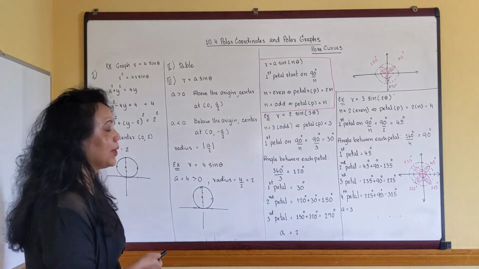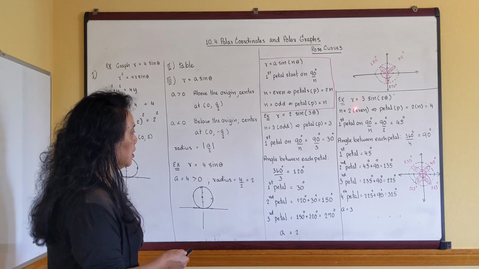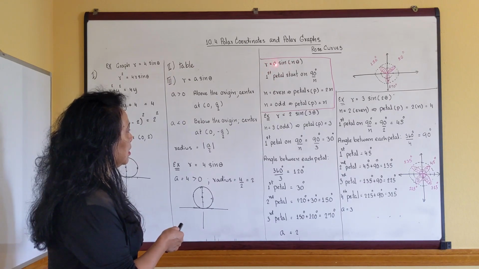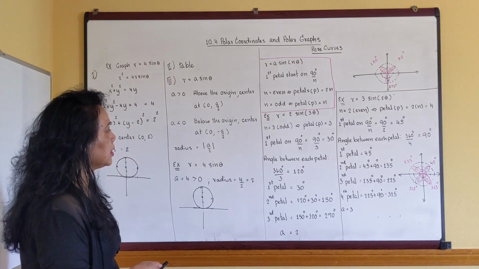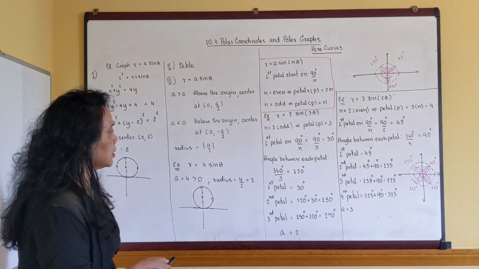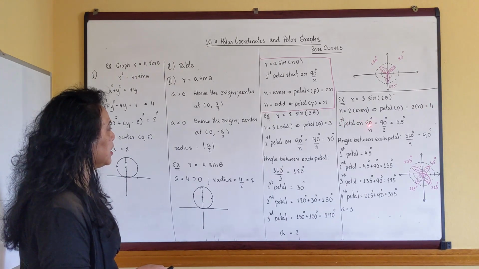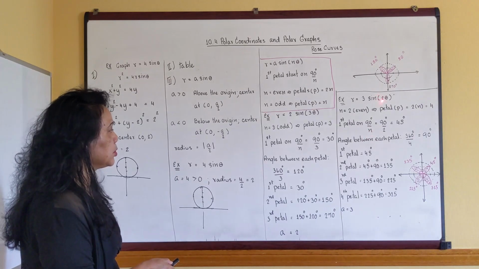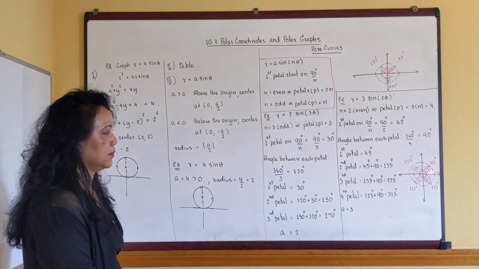Let's look at one more example just to practice. I have r equal to 3 sine 2 theta. So for this one, my a is 3, my n is 2. All right. So n is even. If n is even, I'm going to have double petals. So I'm going to have 4 of them. So the first one will be 90 divided by n. My n is 2, so 90 divided by 2 is 45. So the first one is here.